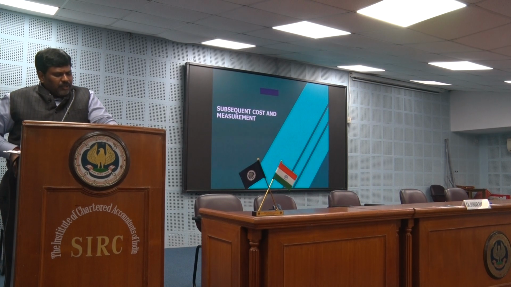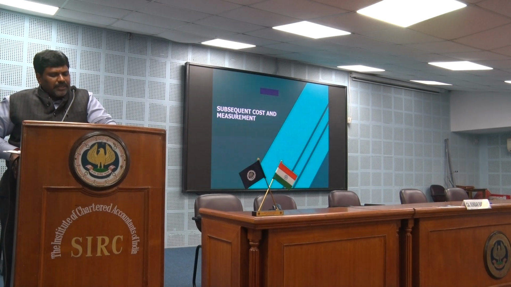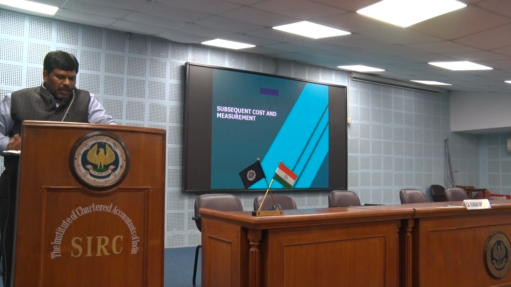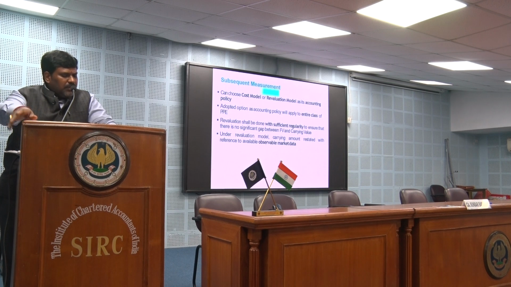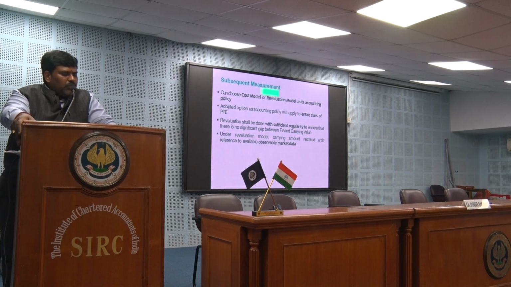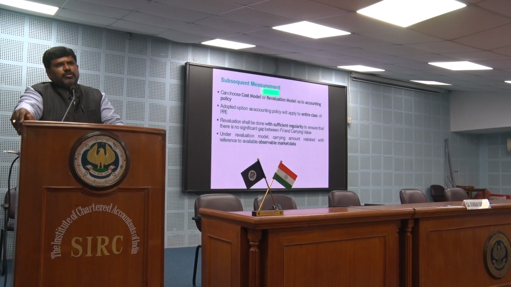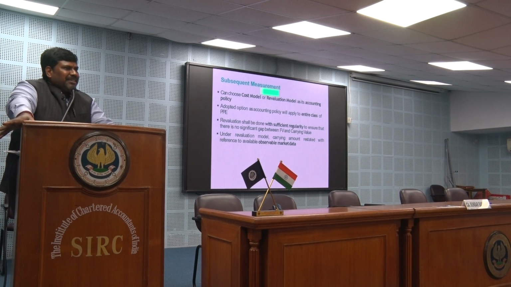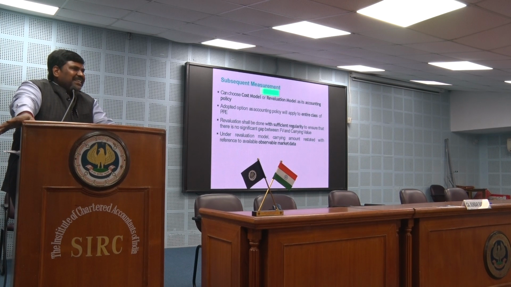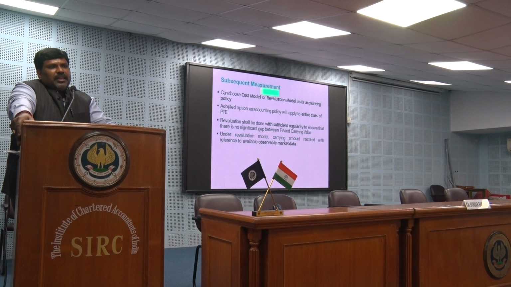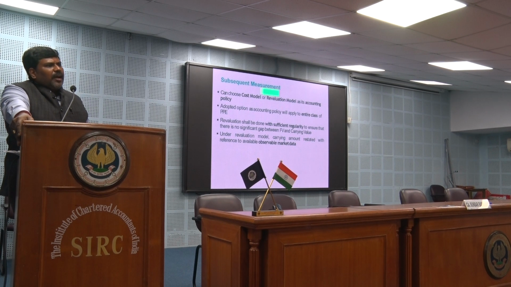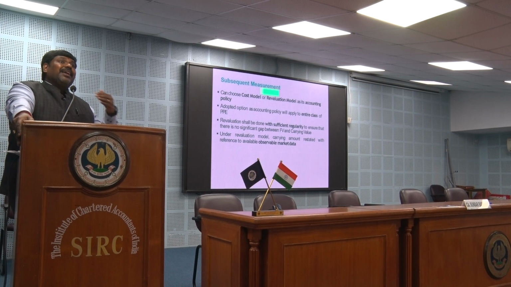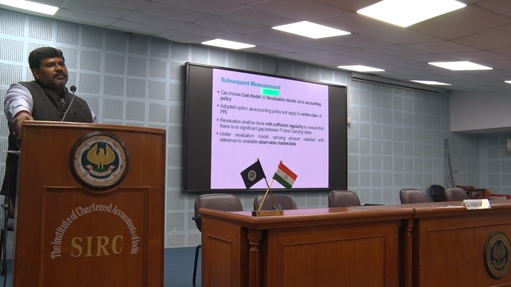Now, coming to the subsequent cost and measurement. For the subsequent measurement of the cost, there are two widely accepted methods, the cost model or the revaluation model, though traditionally, fundamentally, the historical cost convention is the method which is set up in our mind. But if you read the arguments put forth as to why someone should go for the revaluation model of the assets.